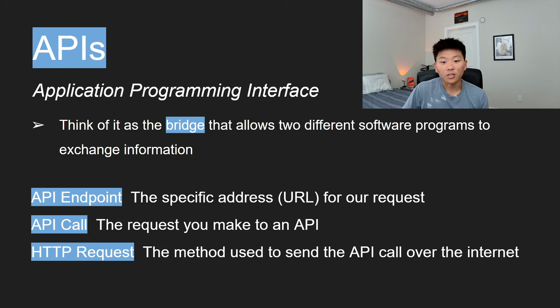Then the API call is just that request that you're making to the API, asking it to perform some sort of task or provide some sort of data. So it's like you're placing an order. And then the HTTP request is the actual method that you use to send that API call over the internet. It's the messenger that's going to carry your request to the API endpoint, and then bring the response back. In a nutshell, you're making an API call using an HTTP request, which is sent to a specific API endpoint, and then we get the information back from the API, and the HTTP request returns the information to us.